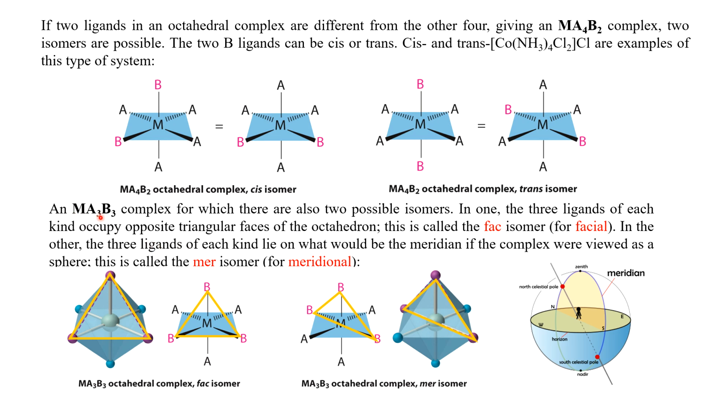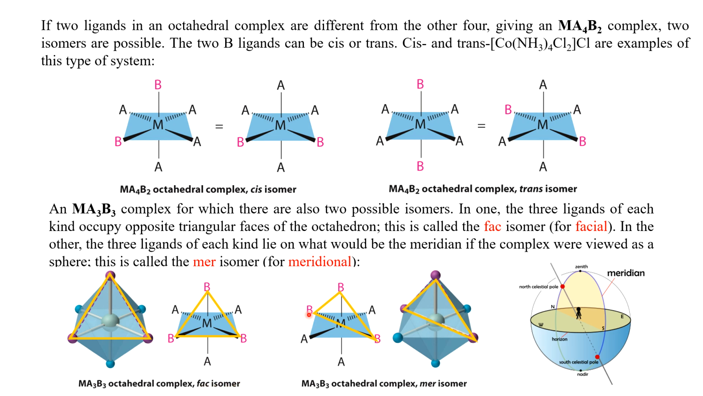Now for an MA3B3 type of complex, with three same type of ligand and another three same type of ligand, it will show geometrical isomerism. Yes, but it is called not cis or trans, but facial or meridional isomerism. What is that? The octahedron has 8 faces, right? If these three ligands occupy just one face of the octahedron structure, this will be called the facial isomer.